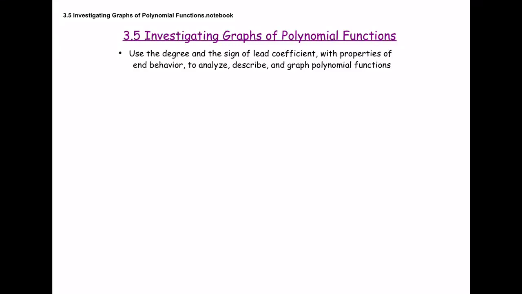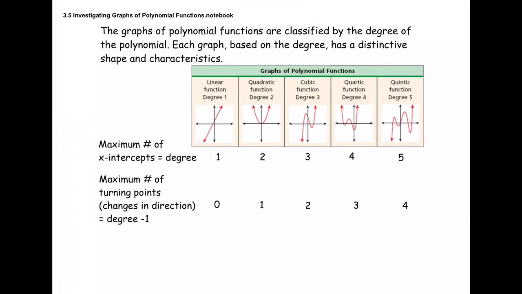Section 3.5, Investigating Graphs of Polynomial Functions. Today you will use the degree and the sign of the lead coefficient with properties of end behavior to analyze, describe, and graph polynomial functions. The graphs of polynomial functions are classified by the degree of the polynomial. Each graph, based on the degree, has a distinctive shape and characteristics.